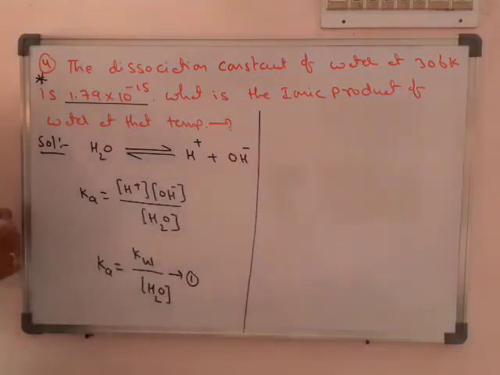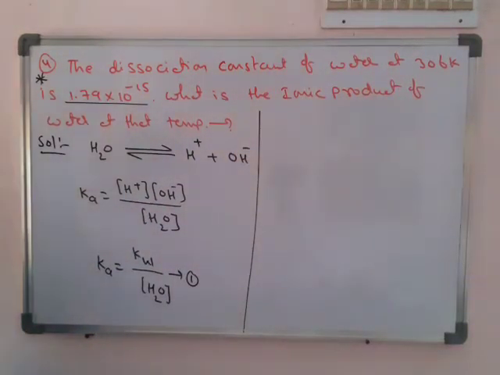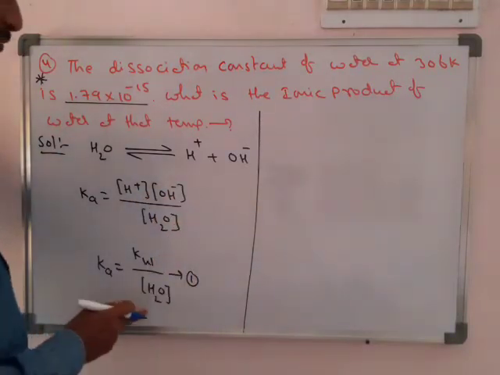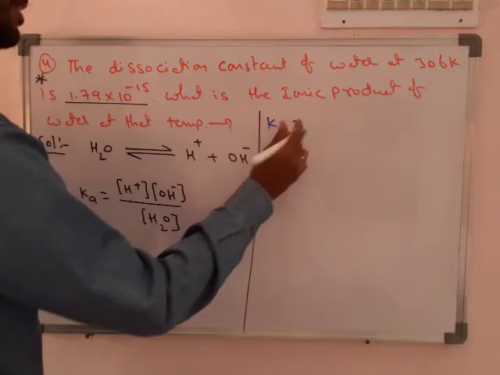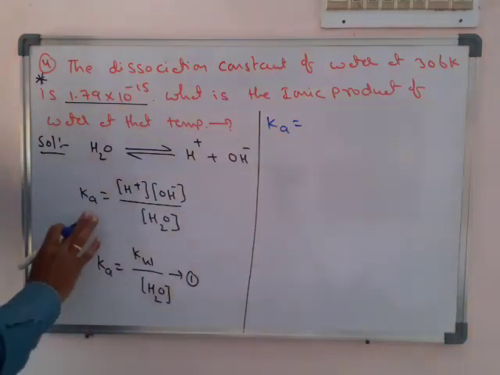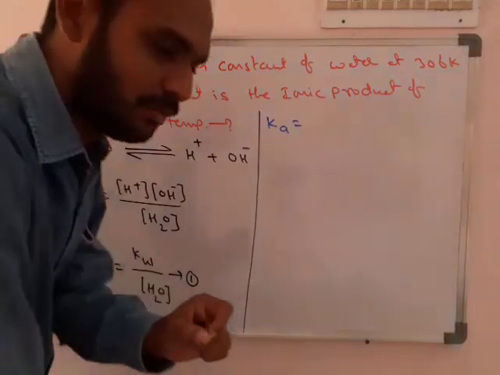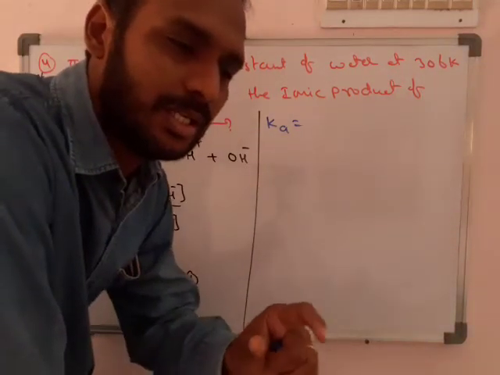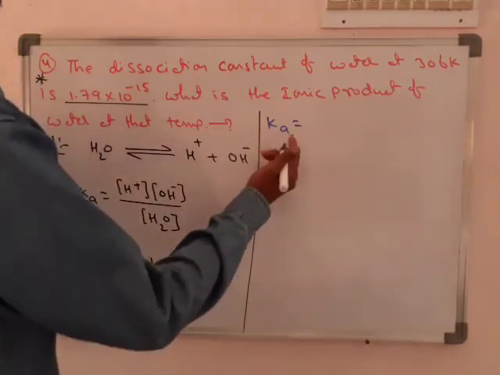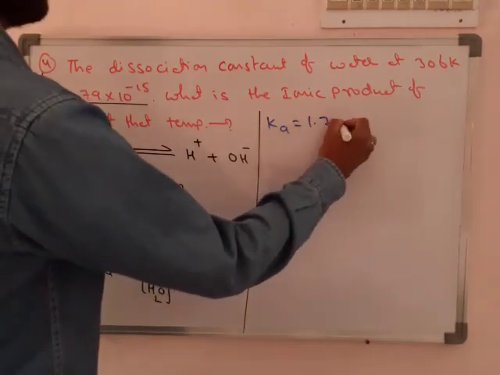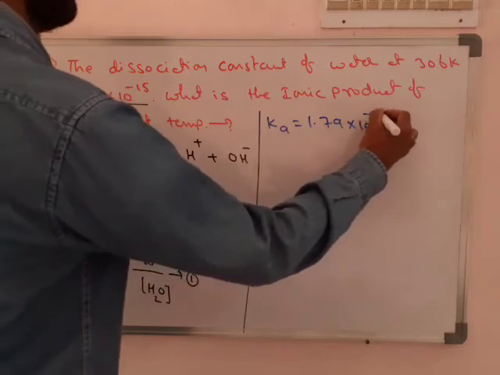Now see about the values. What is the K value? Actually we have to find the Kw. So K is given. K here we are taking as the Ka, not acid dissociation constant. Here we are taking the Ka for dissociation constant of water. Okay, you can write just K also. 1.79 into 10 power minus 15.